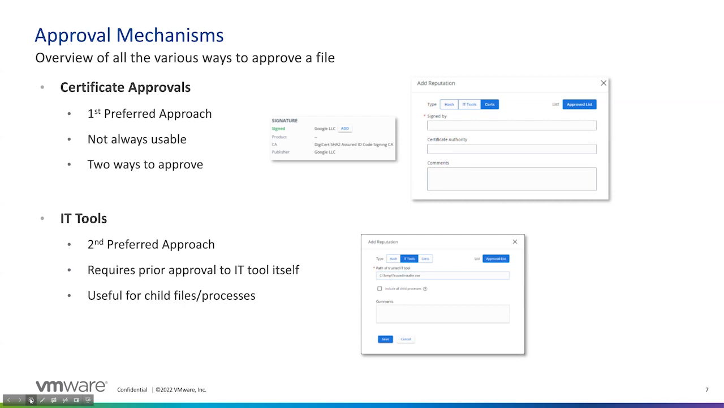So again, just to reiterate one last time, because it tends to be the most confusing aspect: we provide no reputation and no approval to the tool that you list itself. This is intended for the child processes and child files only. With that said, we'll go ahead and jump to the next slide.